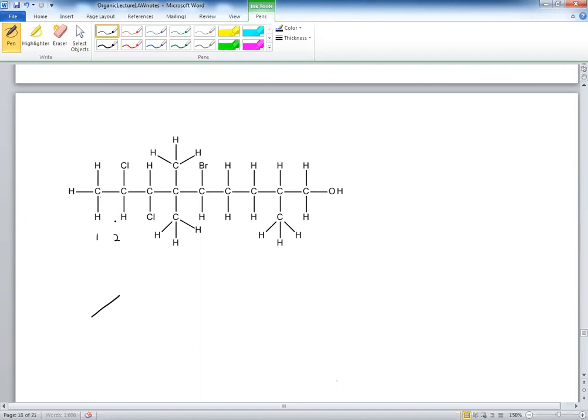Okay, what's on the first carbon? Only H's. So what's on the second carbon? Well, there's an H, but there's also a Cl. So here I can include the Cl right there. Next one is 3. There's an H, but there's also a Cl. So there it is down here. Here's carbon 4. What's on carbon 4?